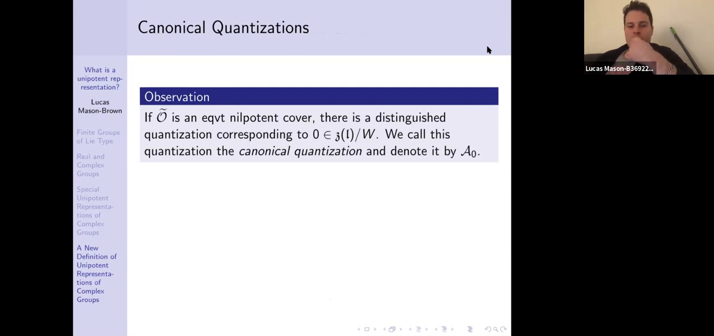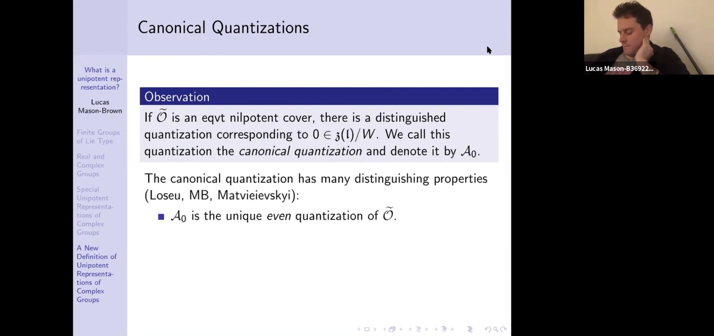So for our purposes, the important observation is the following. If O tilde is an equivariant nilpotent cover, there's always a distinguished quantization corresponding to the point 0 in the center of this Levi. And we call this quantization the canonical quantization, and we denote it by A sub 0. And we describe a bunch of properties that this quantization has. It turns out this quantization is the unique even quantization of the ring of functions on O tilde.